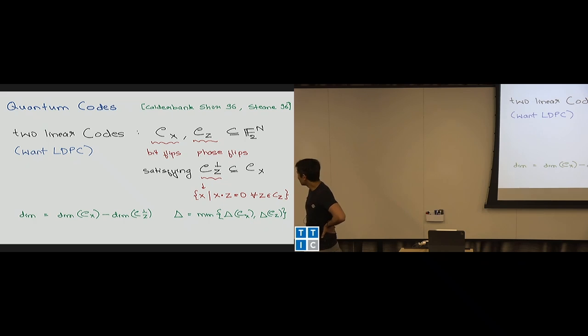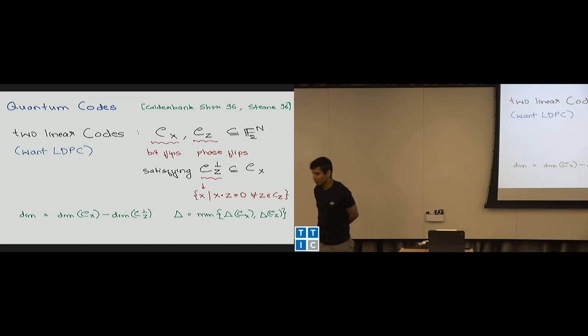And the distance is the minimum of the distances of the two codes, because again, we think of one of these codes as correcting bit flip errors, the other as correcting phase flip errors. And the distance should be related to how many errors of both types we can correct. So the code which can correct a smaller number of errors will be a bottleneck. So we want both of them to be somewhat good.